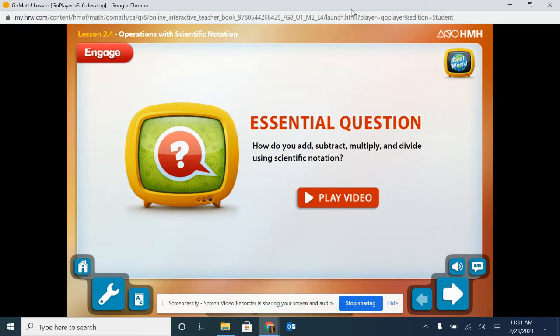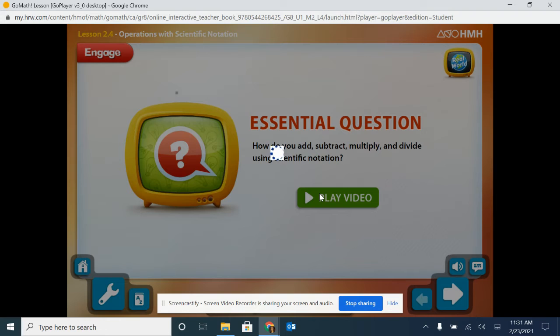This is lesson 2-4, operations with scientific notation. And the essential question is how do you add, subtract, multiply, or divide using scientific notation? Not only do you have to write the numbers in scientific notation, but now you have to add, subtract, multiply, and divide. I'm just going to tell you something: use the calculator when they let you, okay?